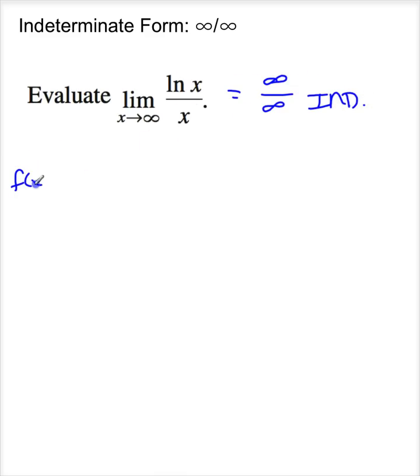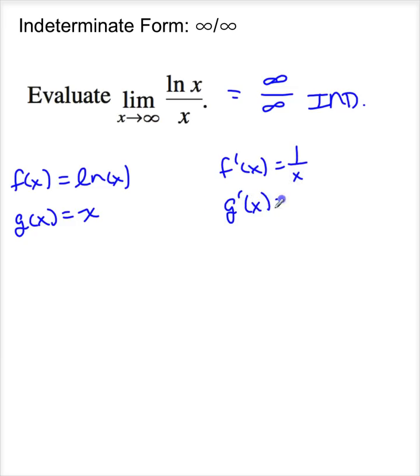So I'm going to let f of x equal the natural log of x. g of x is equal to x. f prime of x is 1 over x. g prime of x is 1. So this limit becomes the limit as x approaches infinity of f prime, which is 1 over x, divided by g prime, which is 1. So this limit is 0.